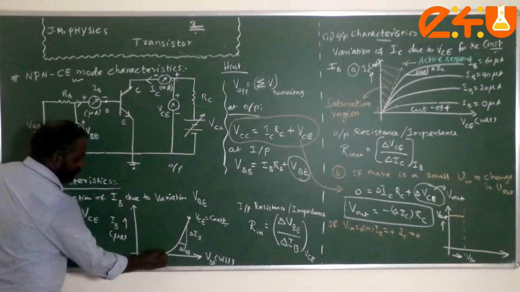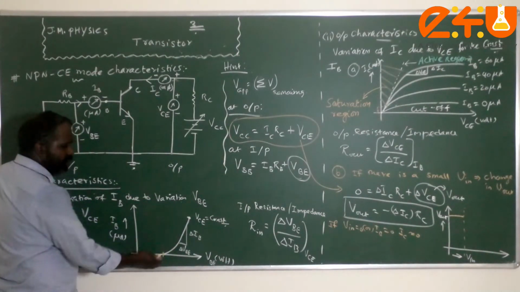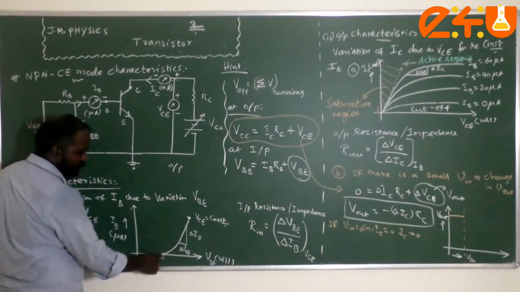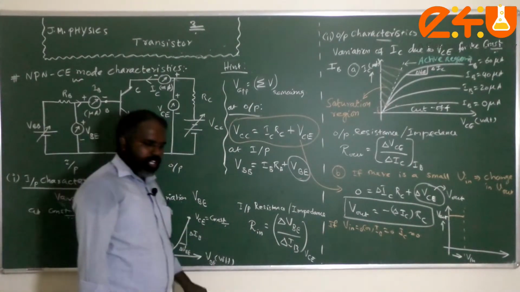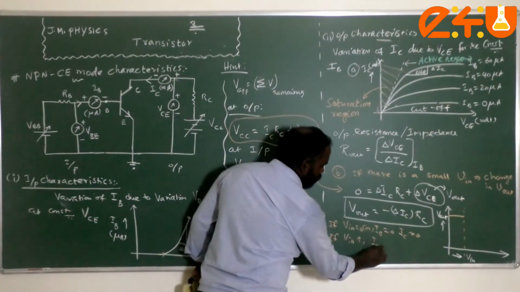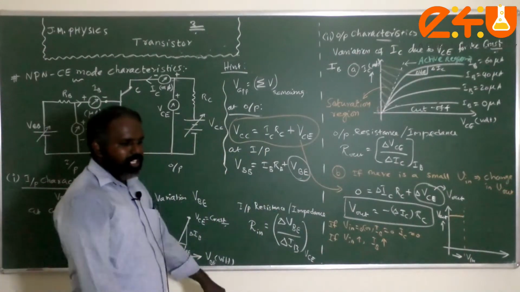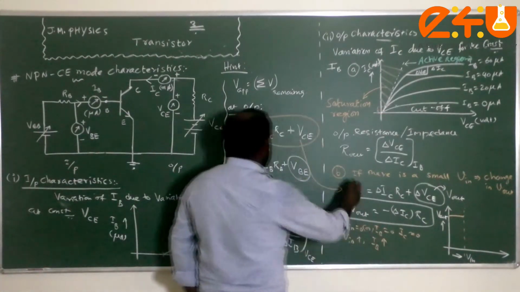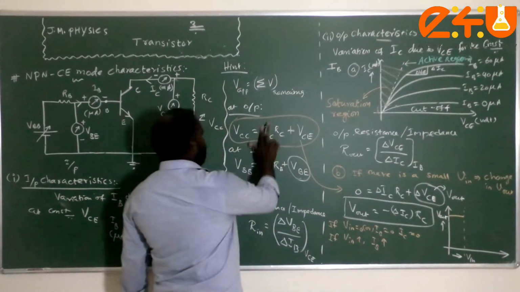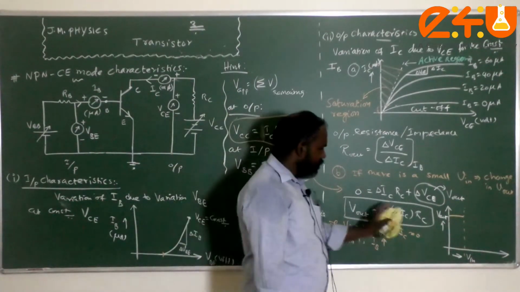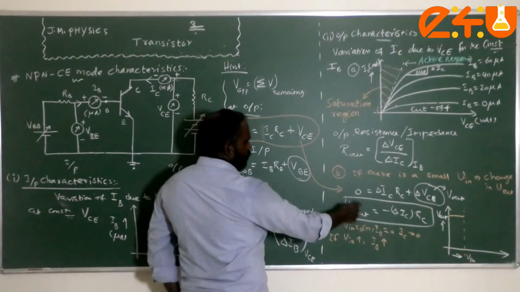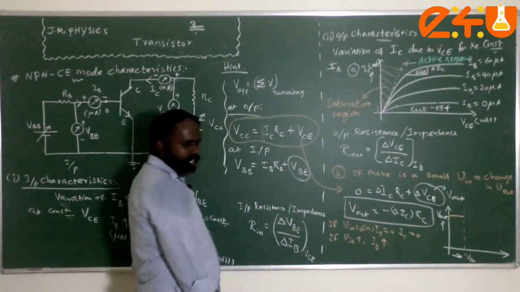Now if the applied input voltage is greater than the knee voltage, what will happen? If the input voltage increases beyond the knee voltage, then there will be an input current. That means if V in increases gradually, then IB also increases. Therefore IC also increases. When IB increases, the corresponding IC also increases, and the output voltage VC also changes.